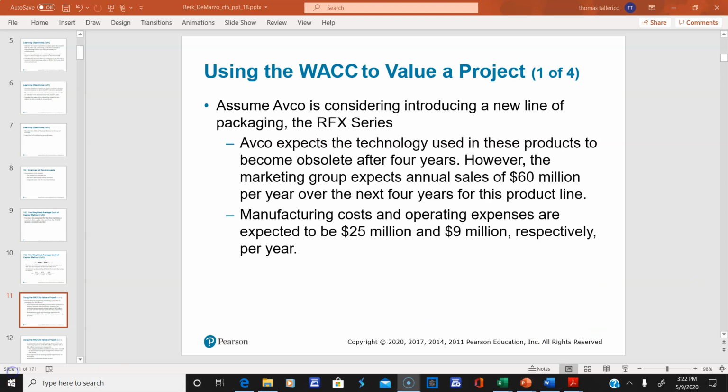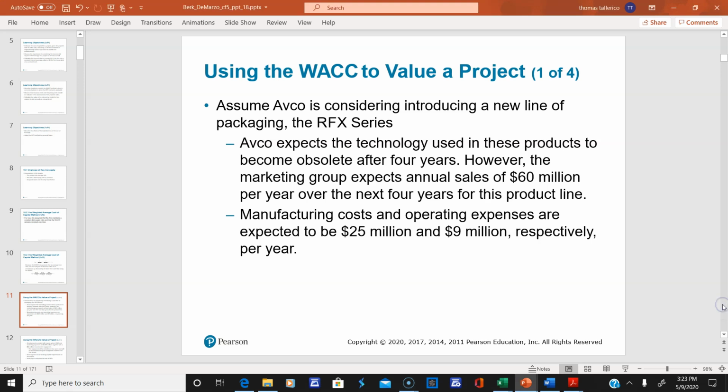Hold on a second. So this weighted average cost of capital method is nice to do with an example, and this comes right out of your book. This company is going to introduce a new line of packaging. They expect the technology used in these products to become obsolete after 4 years. However, they expect annual sales of $60 million per year for 4 years, and there are your cash flows. The manufacturing costs and operating expenses are expected to be $25 million and $9 million respectively. So here are the costs and here are the operating expenses.